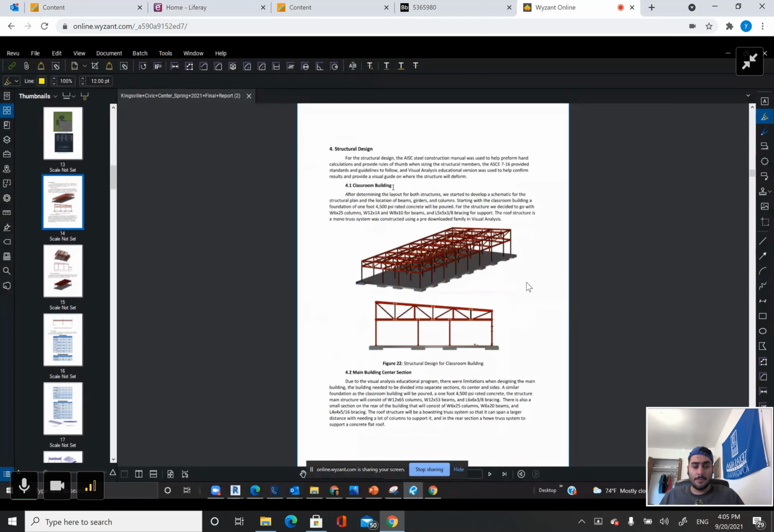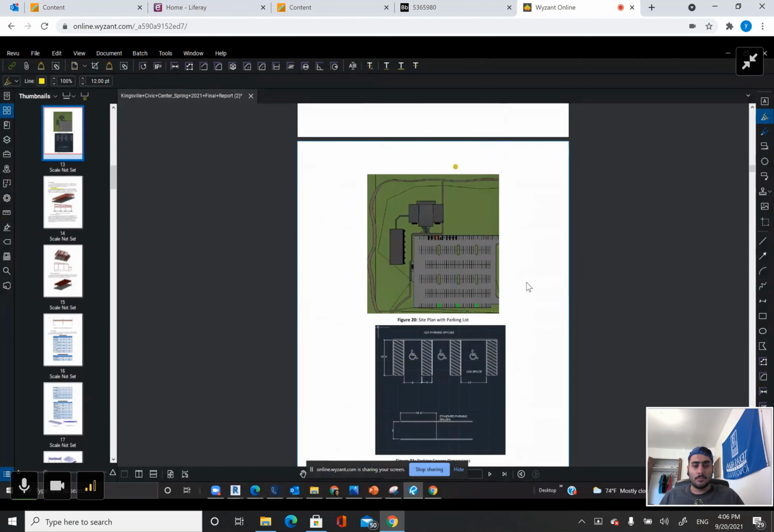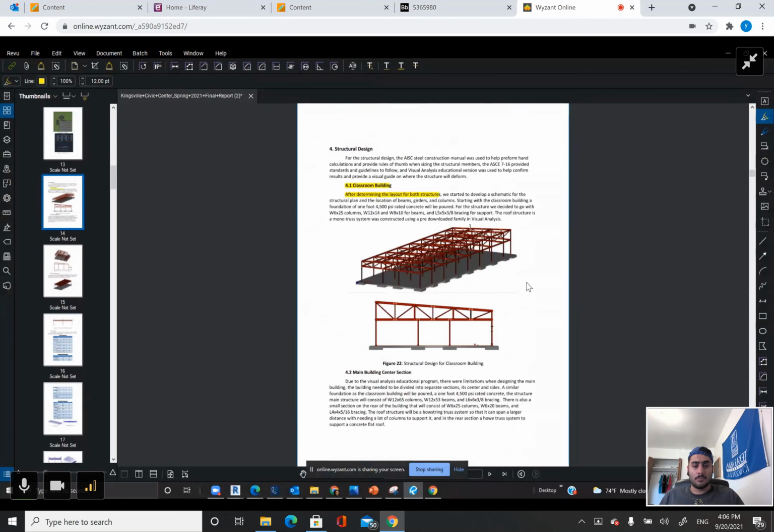Yes. Okay, so here, after determining the layout of both structures, and the structural plan, laying out the columns, beams, girders. Do you know what a girder is? Oh, I'm not quite sure. Okay, so beams could be anything, right? Anything that spans between two columns, any member.